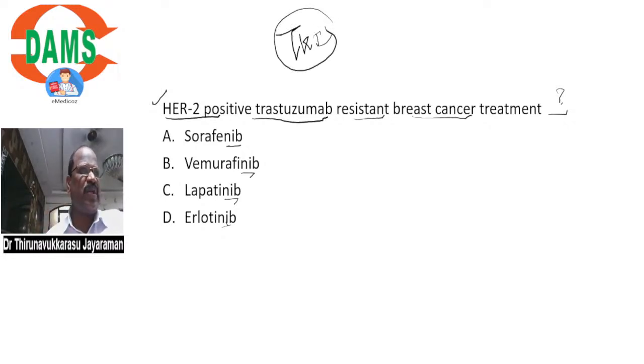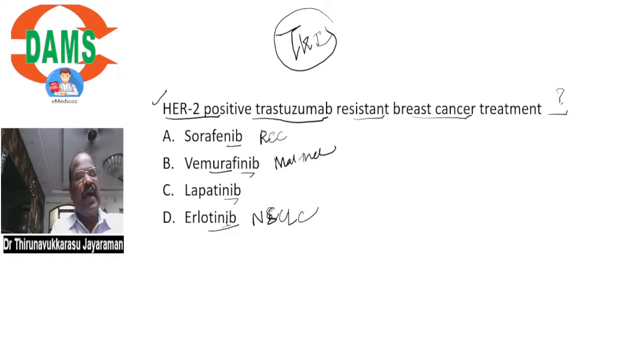Actually, it's a very easy question. Somebody said it's a tough question. It's not tough, it's simple. You can easily rule out the options. For example, sorafenib is useful for RCC. Vemurafenib is useful for malignant melanoma, and erlotinib is useful for non-small cell lung cancer. Lapatinib is useful for treatment of breast cancer. In this way also we can answer.